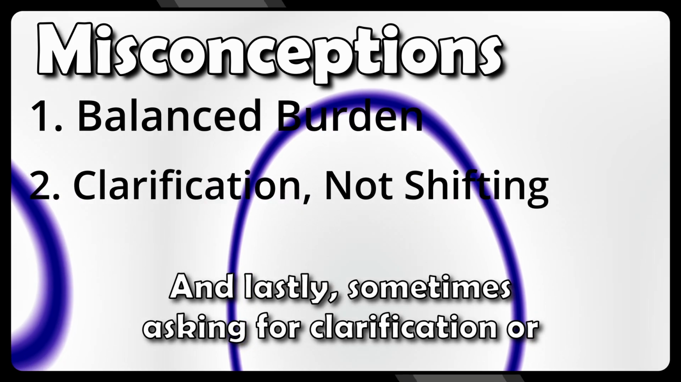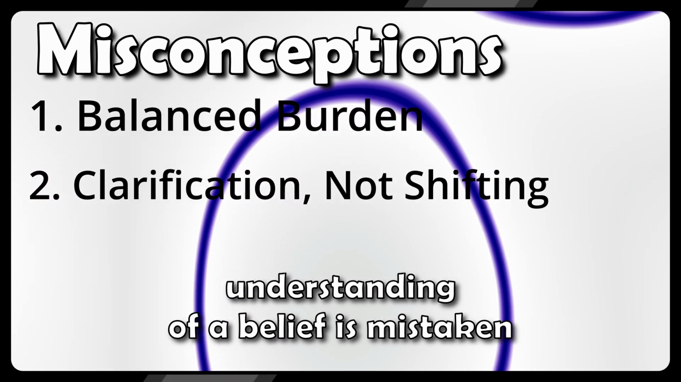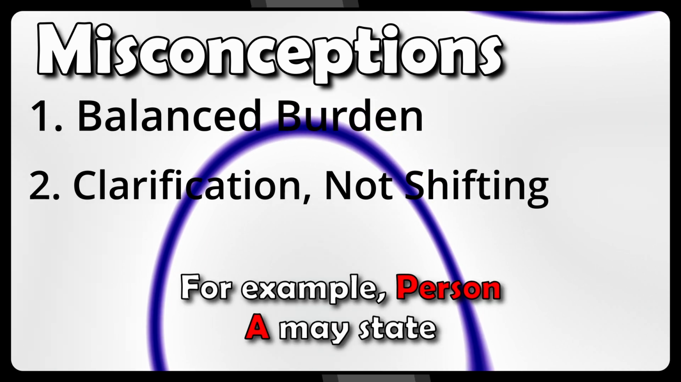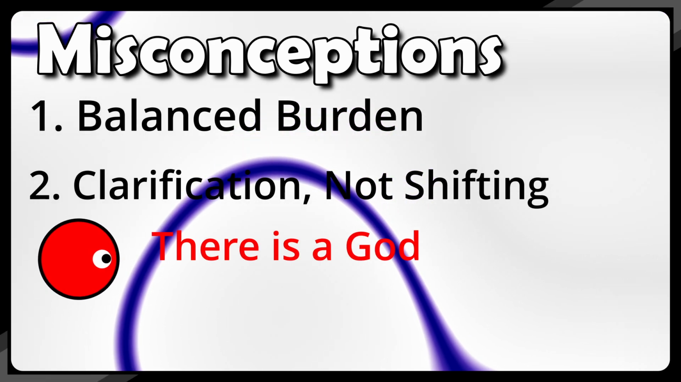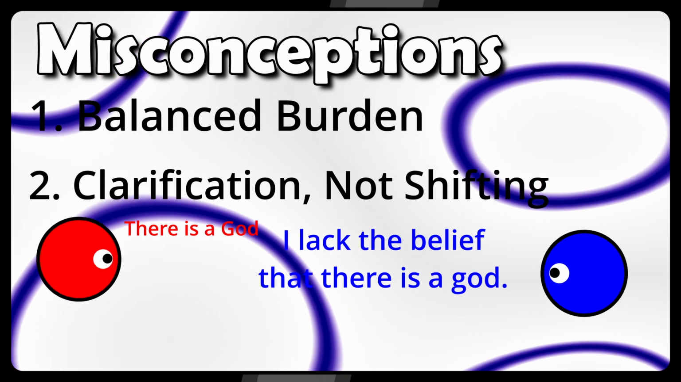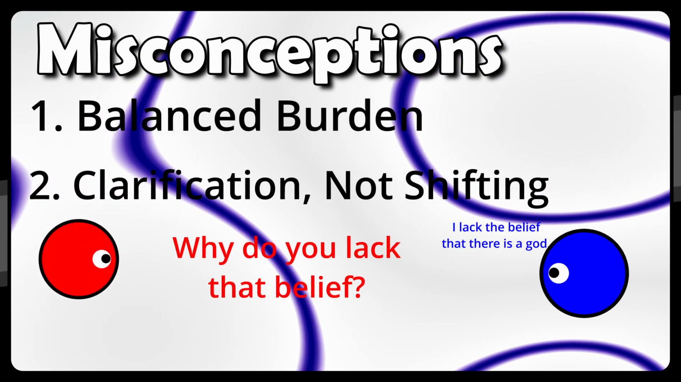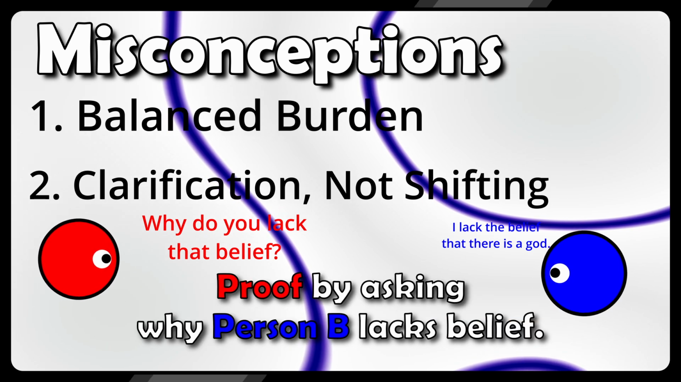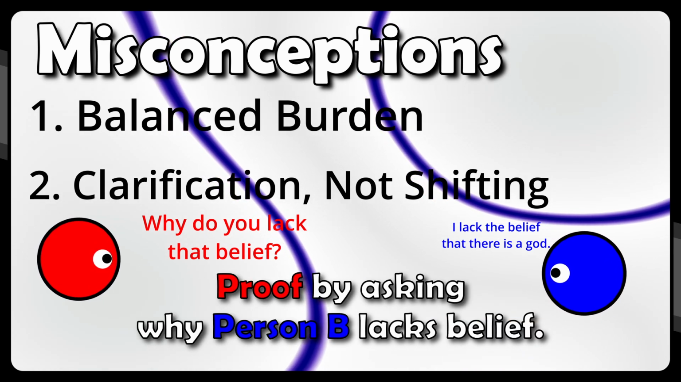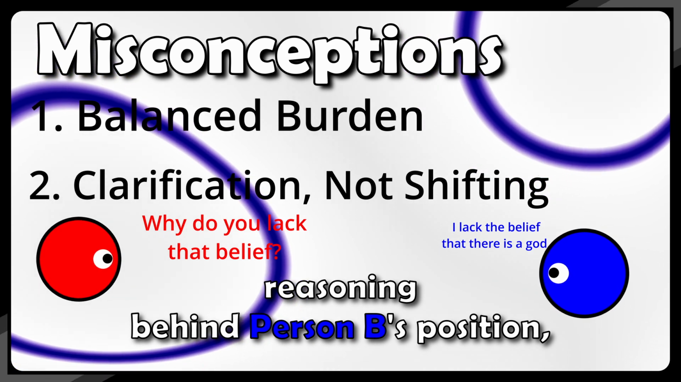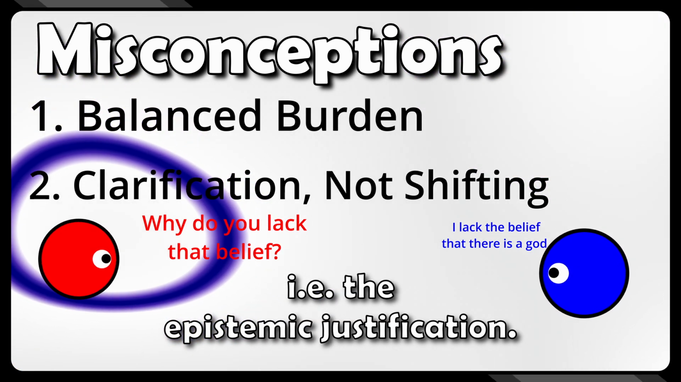And lastly, sometimes asking for clarification or understanding of a belief is mistaken for shifting the burden of proof fallacy. For example, person A may state there is a God. Person B may respond with, I lack the belief that there is a God. Person A may ask, why do you lack that belief? In this scenario, person A is not shifting the burden of proof by asking why person B lacks belief. Instead, person A is asking for the reasoning behind person B's position, i.e., the epistemic justification.